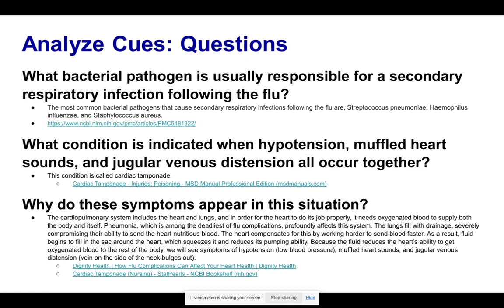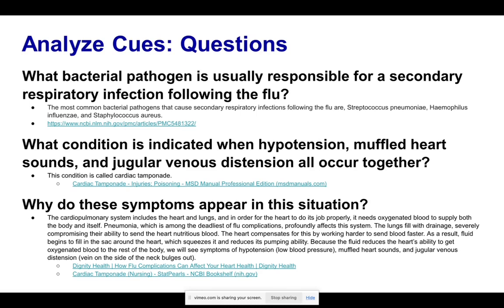And the cardiopulmonary system includes the heart and lungs, and in order for the heart to do its job properly, it needs oxygenated blood to supply both the body and itself. Pneumonia, which is among the deadliest of flu complications, profoundly affects this system. The lungs fill with drainage, severely compromising their ability to send the heart nutritious blood. The heart compensates for this by working harder to send blood faster.